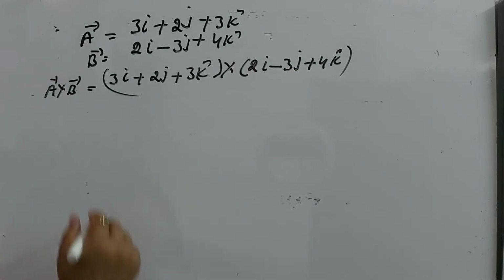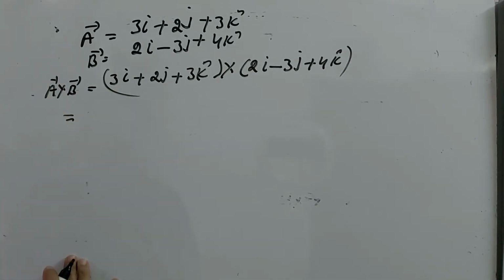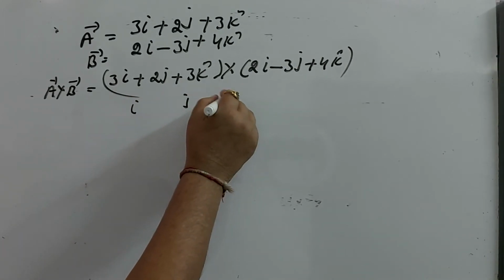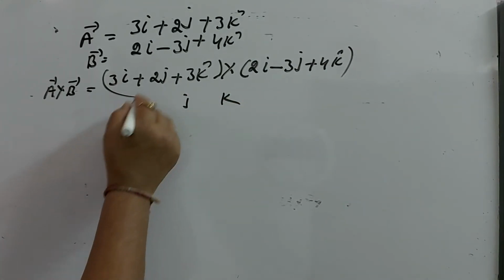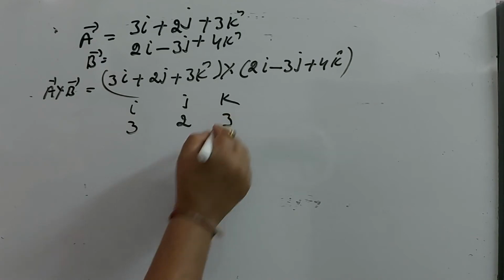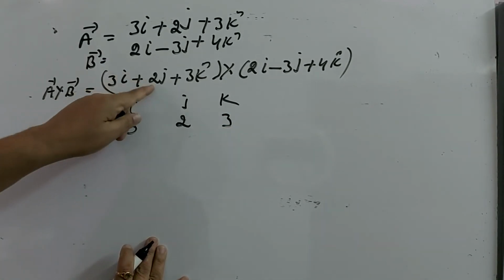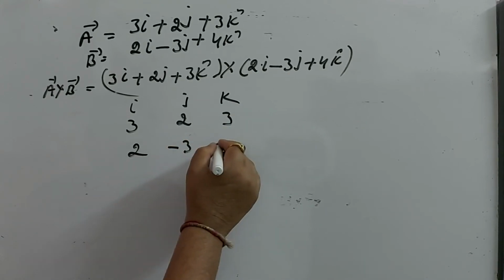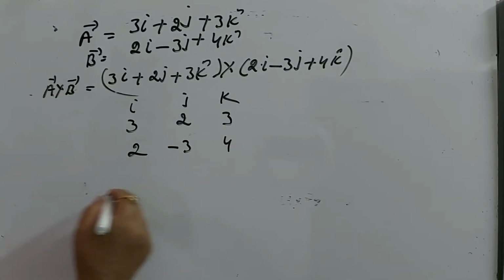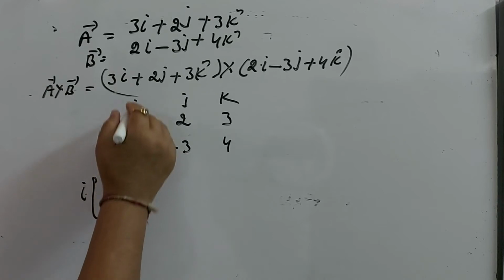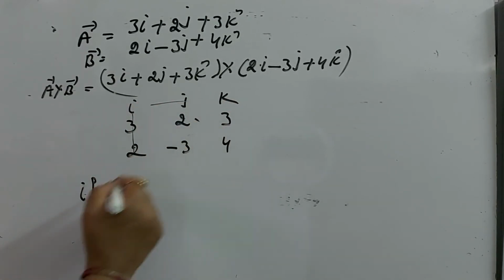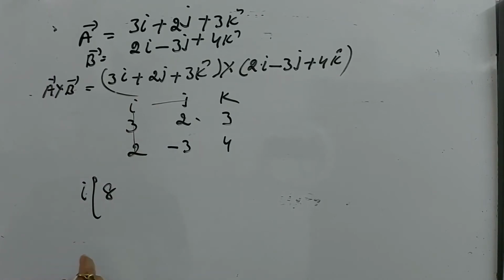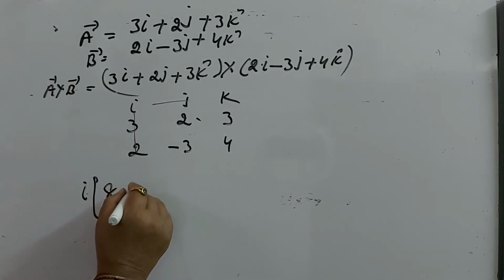cap. Now if you multiply these, simply you write i, j, k, and this is 3, this is 2, with sign you write 3. This is positive, this is positive, this is positive, and this is 2, this is minus 3, and this is plus 4. Now simply you write i, you leave this line, this is 8, and this is minus; you again change the sign, minus minus plus, so this will be plus 9.